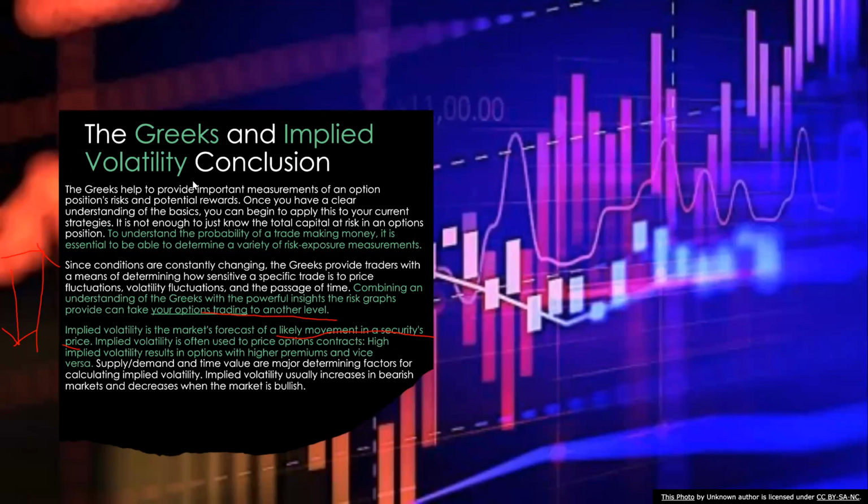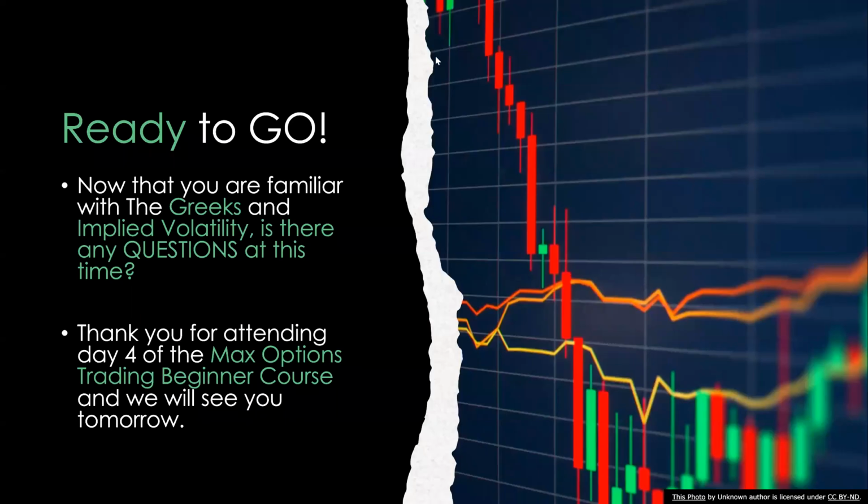There's your recap. The Greeks and IV. Thank you guys so much. Now that you're familiar with them and you're like, holy shit, I actually understand that. I know what the Greeks are and implied volatility. Does anyone have any questions at this time?